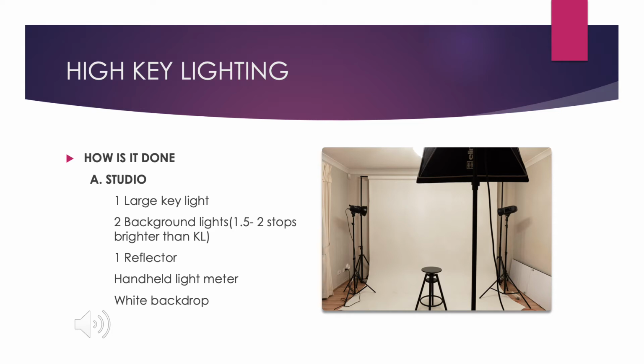The third one is a reflector, but this is only optional. A reflector is normally just used to lighten the shadow under your subject's chin. And the fourth one is a handheld light meter just to properly gauge our lights. And the last one is a white backdrop.